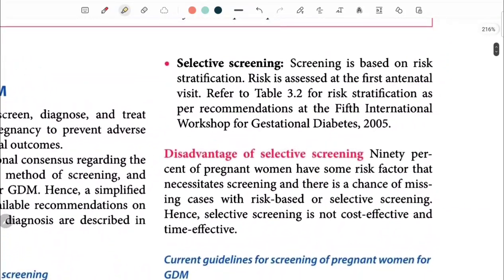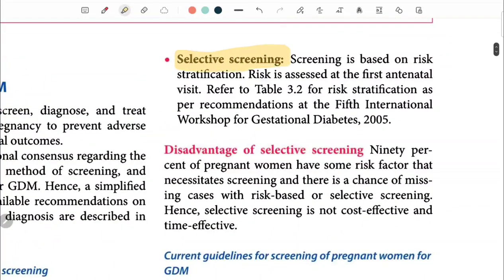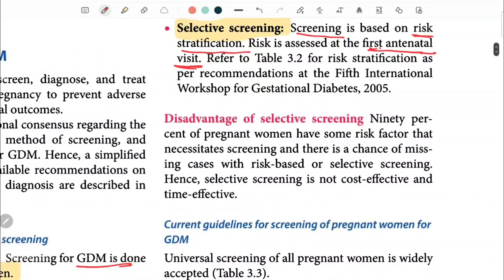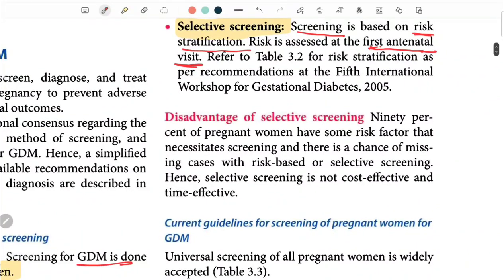Whereas there is something known as selective screening. Selective screening is the screening that is based on risk, screening based on risk stratification. Risk is going to be assessed at the first antenatal visit. So during the first antenatal visit, risk will be assessed, and you need to see the risk stratification.